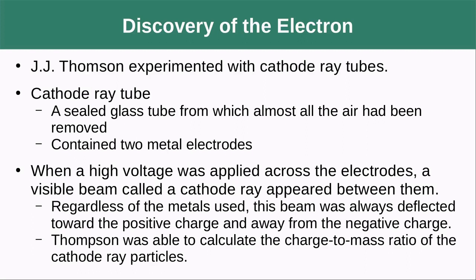What Thomson discovered is that regardless of the metals that he used for the electrodes, this beam was always deflected towards the positive charge and away from a negative charge. He was able to calculate the charge to mass ratio by figuring out how much voltage was required and carefully measuring how much deflection he had of the cathode ray particles.